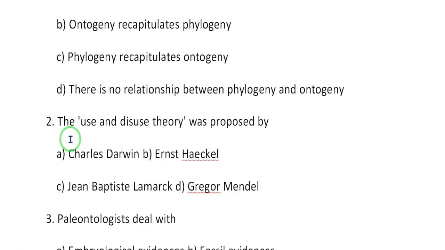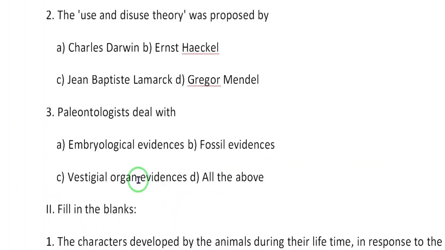Question number 2. The use and disuse theory was proposed by: A, Charles Darwin, B, Ernst Haeckel, C, Jean-Baptiste Lamarck, D, Gregor Mendel. Correct answer, Jean-Baptiste Lamarck. Number 3. A paleontologist deals with: A, embryological evidences, B, fossil evidences, C, vestigial organ evidences, D, all the above. Correct answer is fossil evidences.